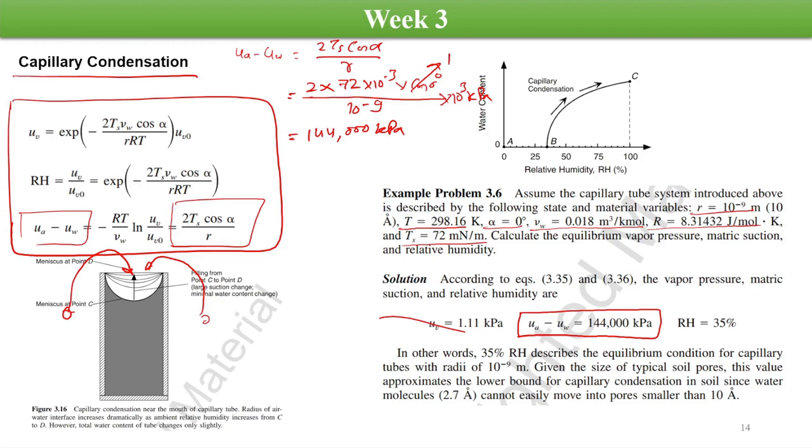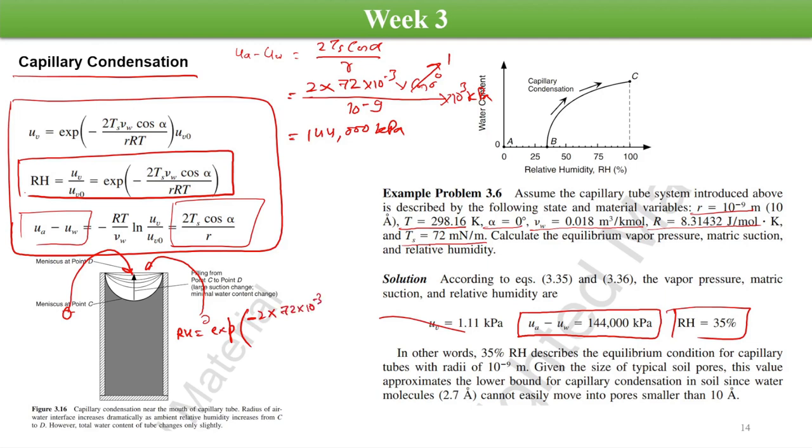Moving on to the value of relative humidity, that's going to be obtained from this formula. Let's find some space to write. The relative humidity is equal to exponential of minus 2 times the Ts value, the surface tension, 72 into 10 to the power minus 3 Newton per meter, multiplied by the molar volume, 0.018 meter cube per kilomole, multiplied by 10 to the power minus 3 again. The cos alpha will anyways be 1, divided by small r, that's going to be 10 to the power minus 9 meter, and capital R, the gas constant 8.31432 joule per mole Kelvin, multiplied by the temperature, that's going to be 298.16. So we'll need to solve this.